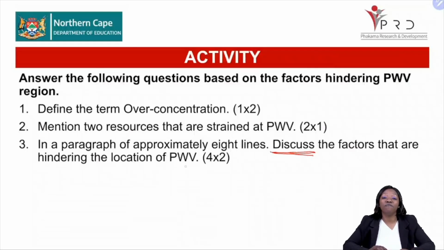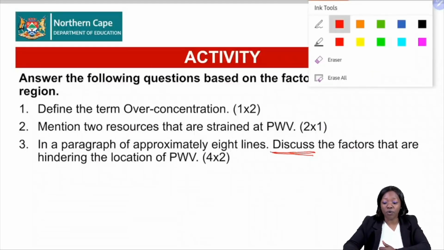So I'm going to give you 7 minutes. In those 7 minutes, 2 minutes are for questions 1 and 2, and then 5 minutes are for your paragraph question, because I want you to develop your paragraph writing. I want you to be more skilled in writing these paragraph questions so that you know for sure that you have grabbed all the 8 marks. So discuss the factors that are hindering the location of PWV. After 7 minutes, we will come back with the correction.